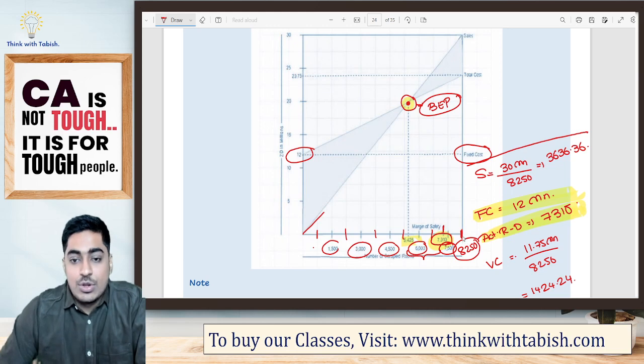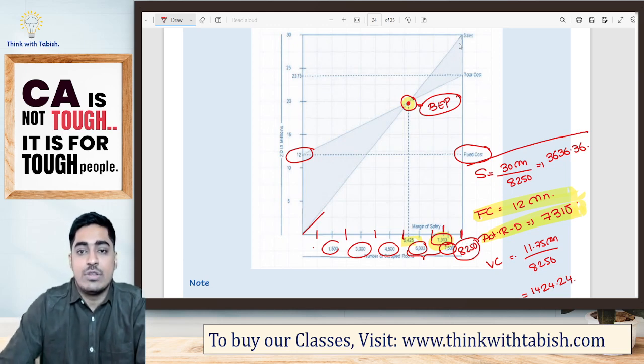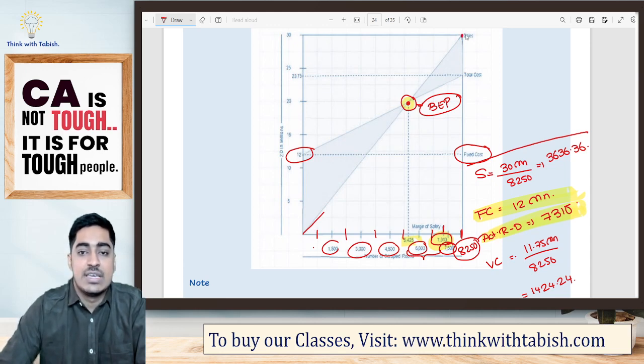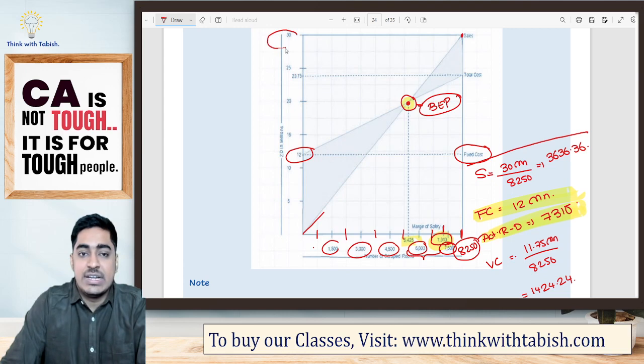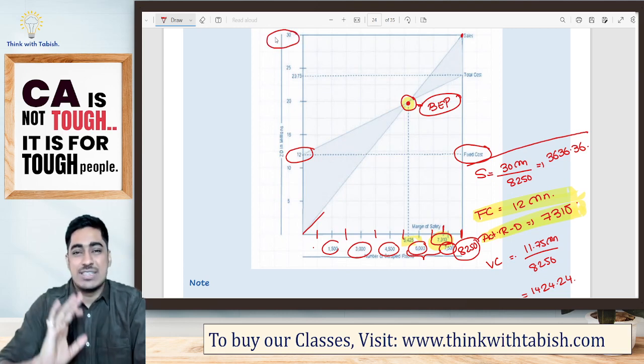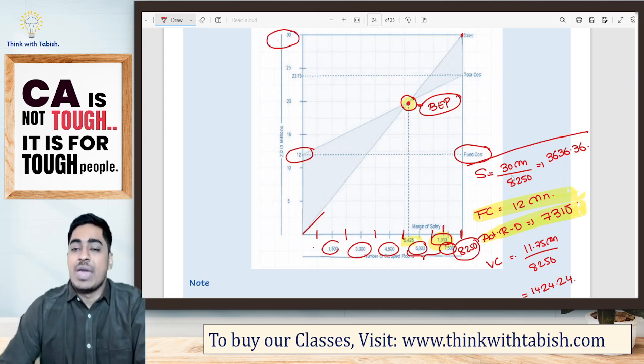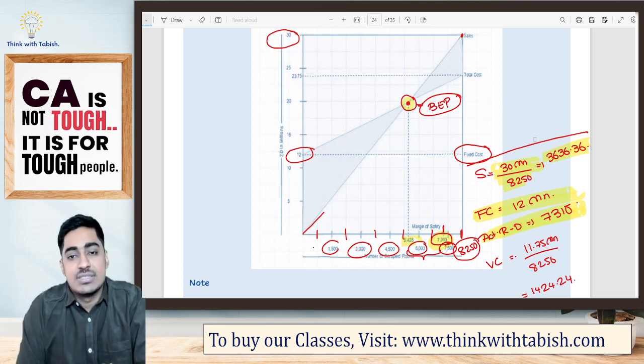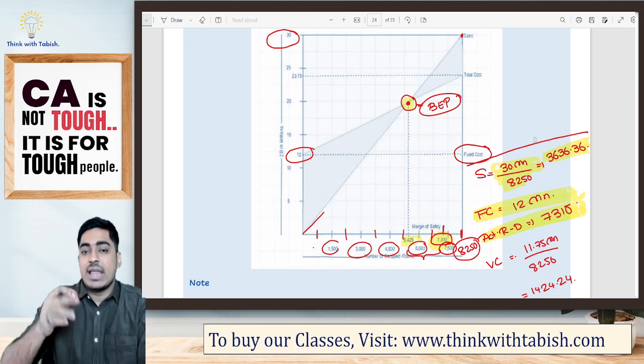Look at this, for 8250 room days, what will be my total revenue? Sales line is going and meeting here. For 8250 room days, my revenue is going to be 30 million, whatever is the annotation. So I am earning 30 million for 8250 room days. That means per room day, how much I am going to earn? 3636.36. Fine. Now I have to calculate my variable cost.